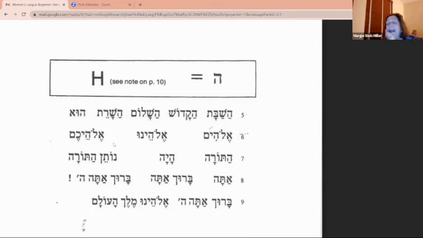And let's just all look at line 8. We should just do it together. Baruch Ata Adonai. We say it. Next line again. Baruch Ata Adonai Eloheinu. Good. Melech Olam. Perfect.